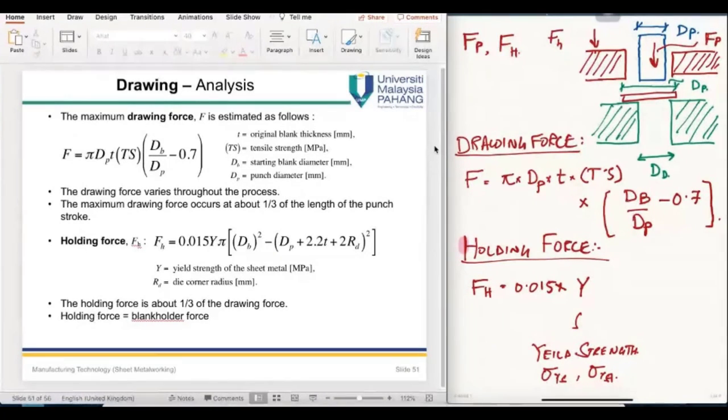So FH, or holding force, is equal to 0.015 multiplied by the yield strength multiplied by pi multiplied by the diameter of the blank, whole square, minus the diameter of the punch plus 2.2 times the stock thickness plus 2 times the RD, whole square. Now RD is a new term. What is RD? We need a radius on the corners of the die, and a radius on the corners of the punch, to prevent stress concentration. So RD is the die corner radius.